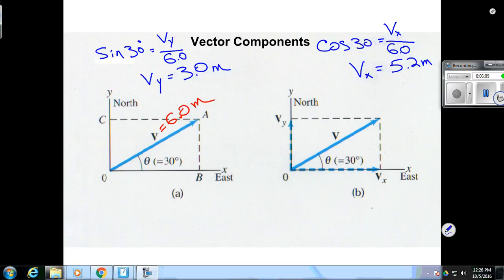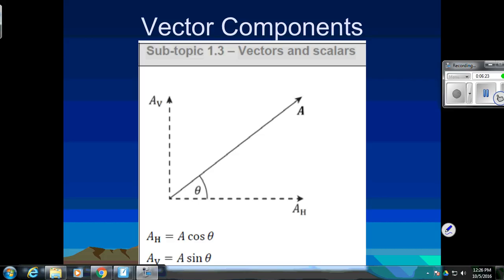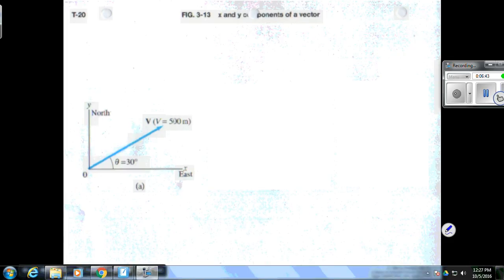Okay, so we just used sine and cosine, pretty straightforward. Any problems? If you forget how to do this, the cool thing is it's in your data booklet. And here's what it looks like. It's in your data booklet, subtopic 1.3. It basically has a vector A and an angle theta. And it says the horizontal component of that vector is A cos theta. And the vertical component is A sin theta. If you're at home and you want to try this, try that one.